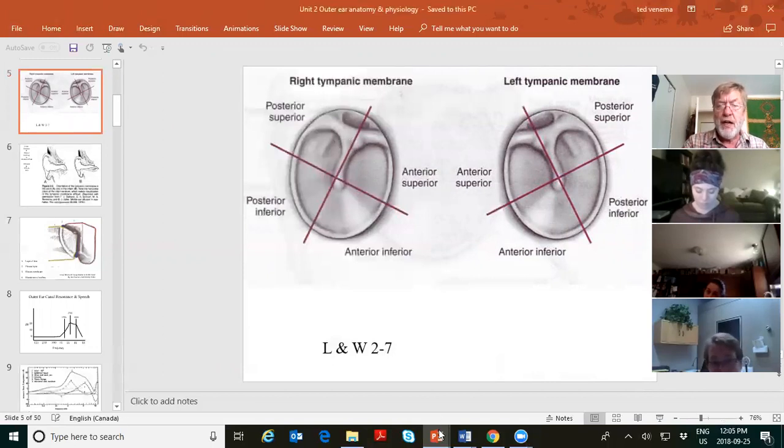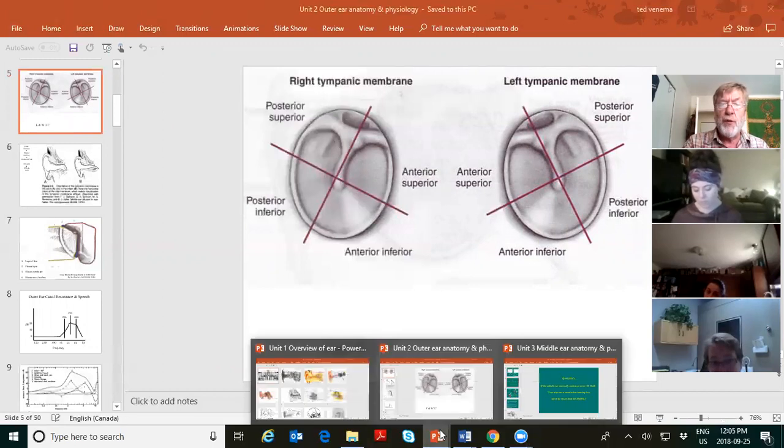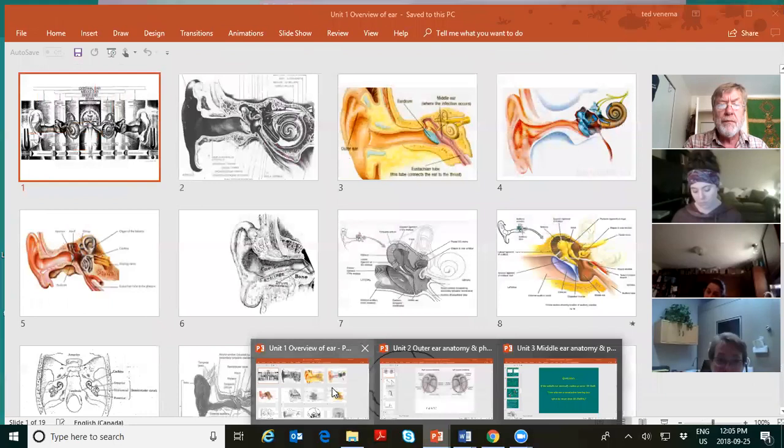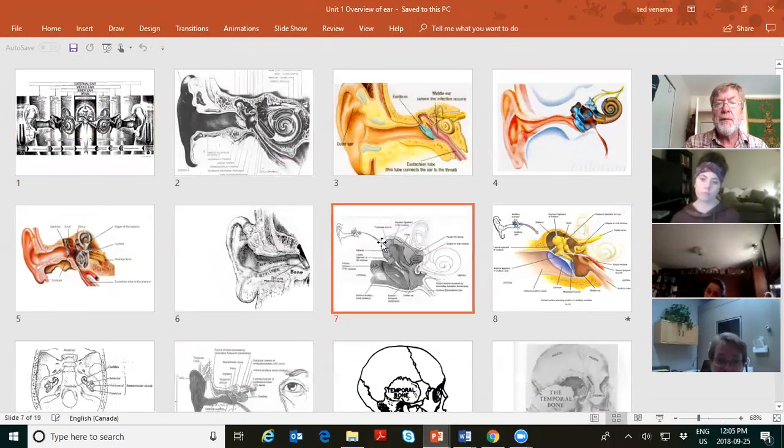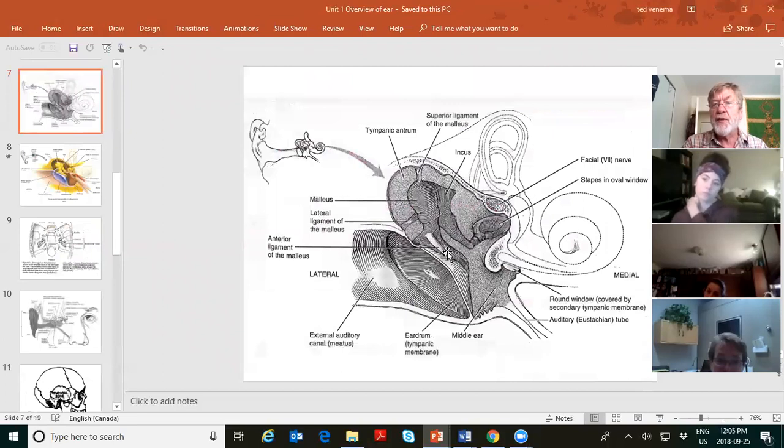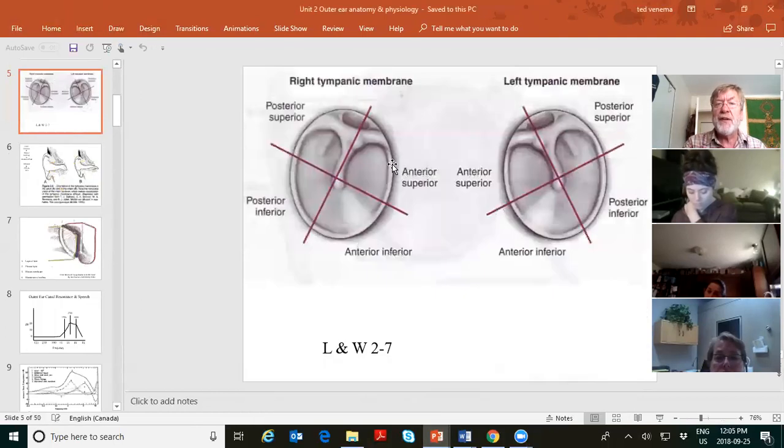And where is that coming from, of course? Well, let's see, it'll be right here. The manubrium of the malleus. You can see it through the eardrum. And this little part here would be the umbo. So as you are looking at that, it's the middle.